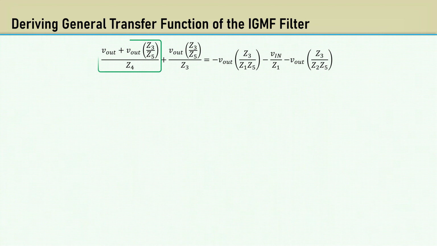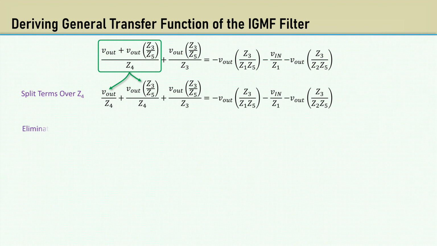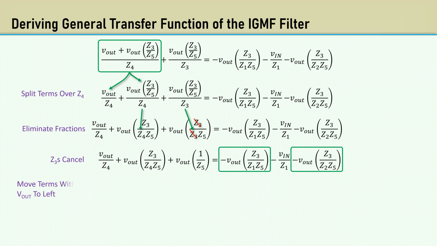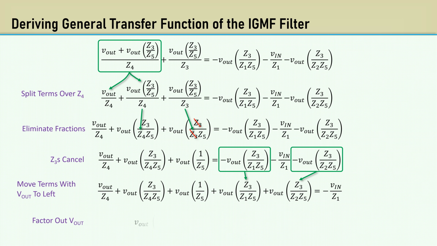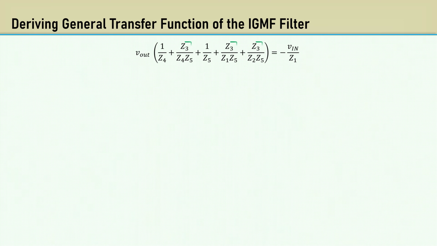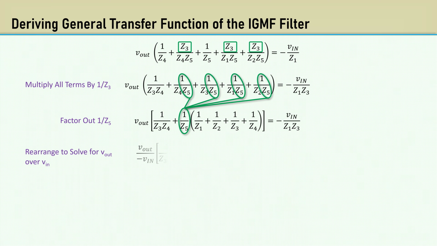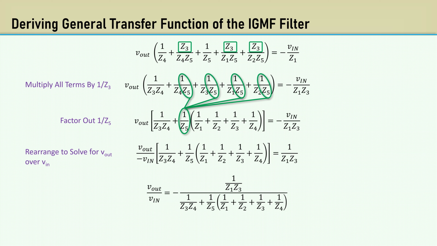The terms over Z4 here can also be split. These fractions can be eliminated, and the Z3's cancel, giving us this. I'll move these terms with V out to the other side, and then factor out V out. The Z3's in the numerator here can be eliminated by dividing all terms by 1 over Z3. There are several occurrences of 1 over Z5, and we can factor those out. Finally, rearrange to solve for V out over VN, the transfer function.